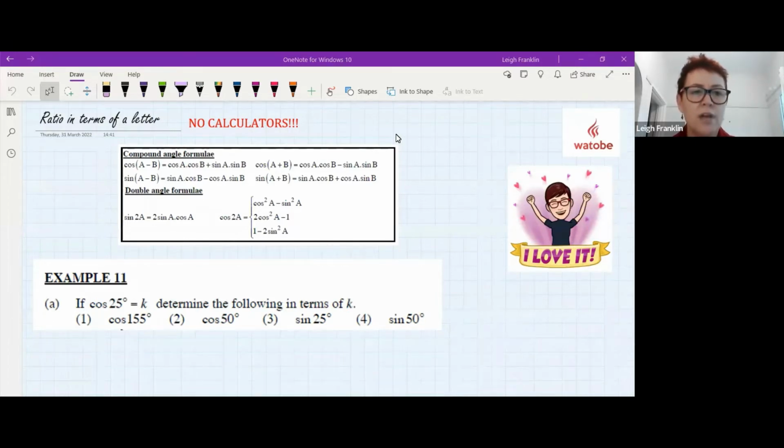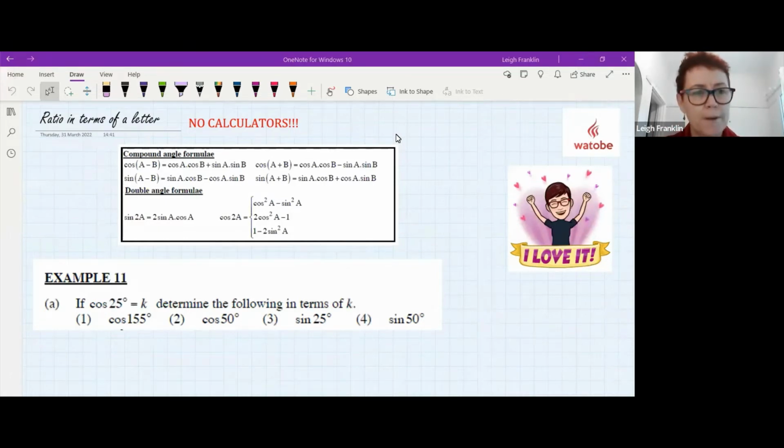in due course. Just a reminder that everything that we're doing at the moment in trig, we're not allowed to use calculators. If we want to use a calculator to work out the answer from something like Pythagoras or whatever, that's okay, but we can't just pick up a calculator and work out the answer. And besides which, in this particular topic, a calculator is not really going to help us anyway.